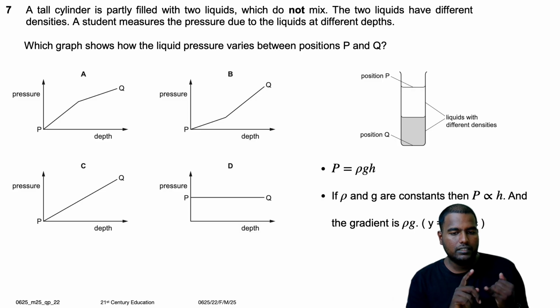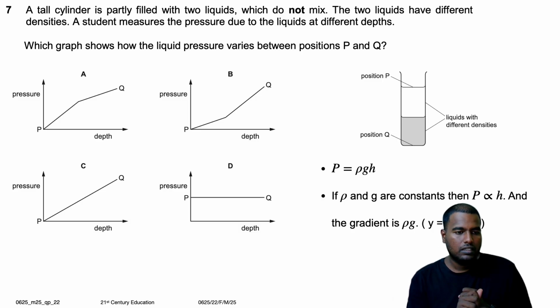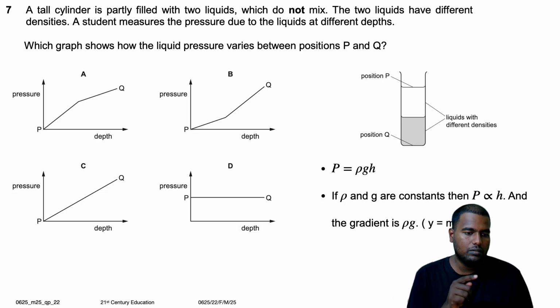So it is obviously not graph D, because pressure in both P and Q is equal. And it is also not C, because pressure is increasing linearly. But we understand P and Q are in two different liquids at two different places. So pressure from P to Q should vary. Some change should be there. It cannot be a straight line.